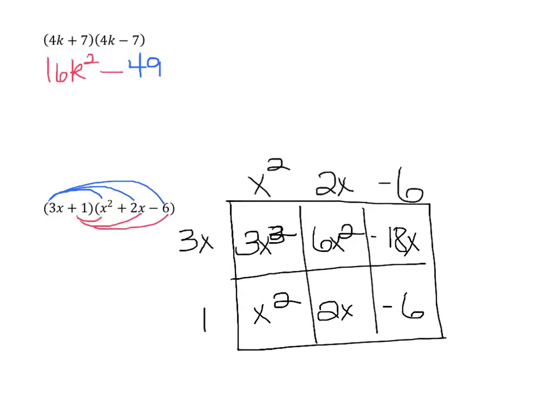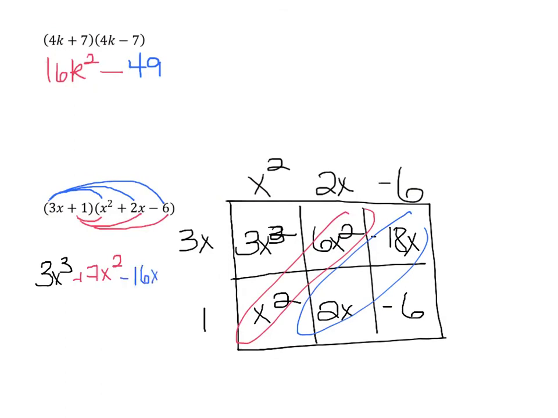And now you combine like terms. 3x cubed stays by itself. And then we can see we have 6x squared plus x squared, that's 7x squared. We have negative 18x and positive 2x, so that's negative 16x. And then negative 6 is also by itself.